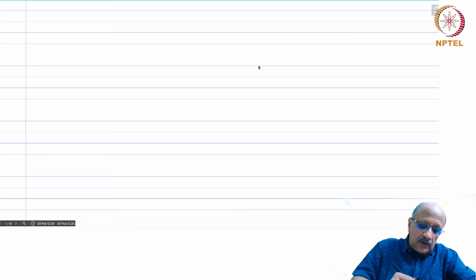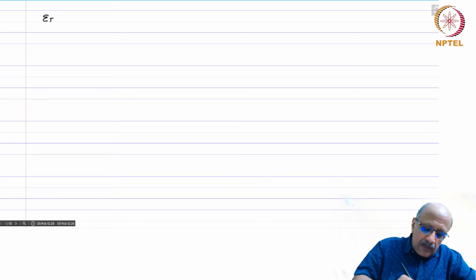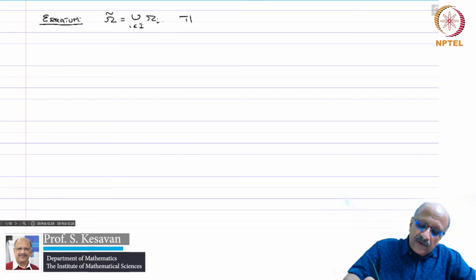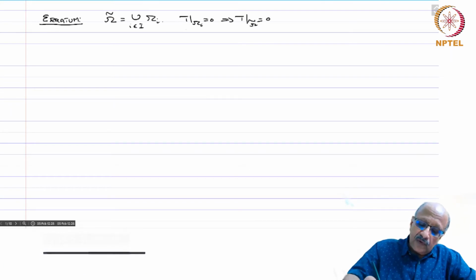We continue our study of distributions, supports of distributions, and distributions with compact support. Before that, one erratum. In the previous lecture, I was trying to prove the following: if Ω̃ is the union over i in I of Ω_i, and if T restricted to Ω_i equals 0 for all i in I, then T restricted to Ω̃ is also 0.